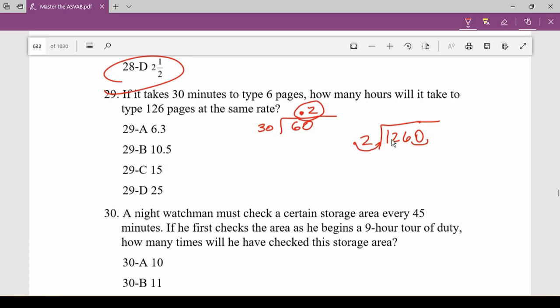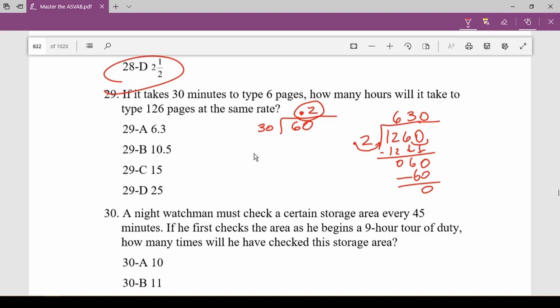So 2 goes into 12 6 times. 6 times 2 is 12. Subtract. 12 minus 12 is 0. Drop down this 6. Drop down this 0. Two goes into 60, 30 times. And 30 times 2 is 60. Subtract, there's no remainder. So this says it will take you 630 minutes to type 126 pages at this rate.